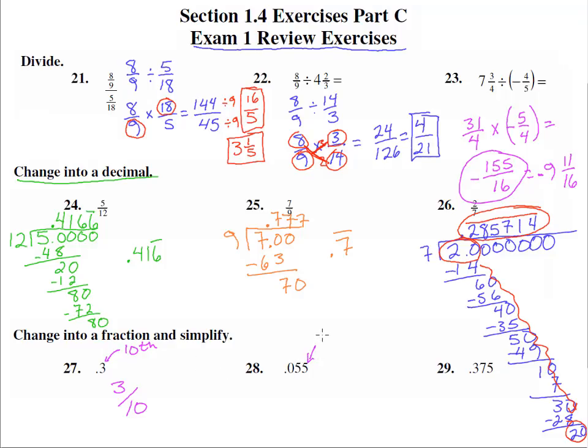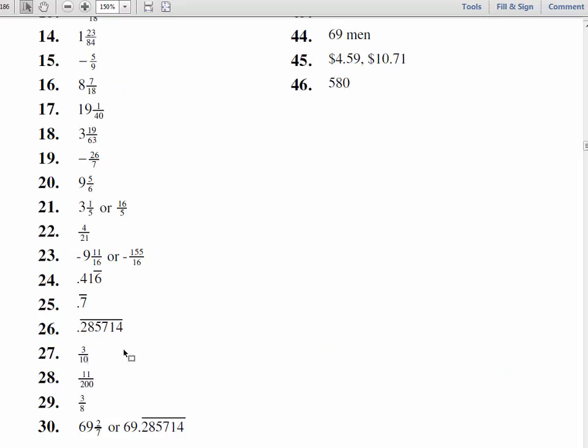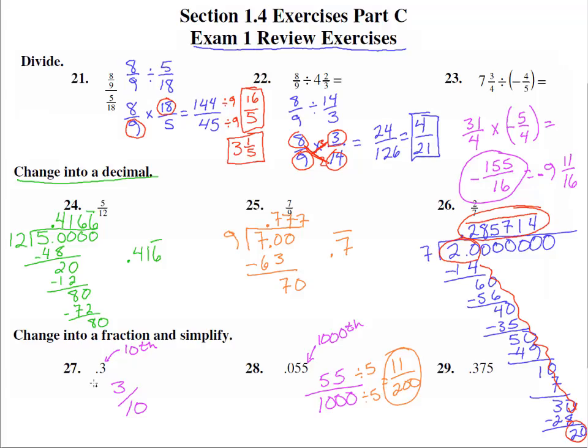Number 28, 0.055. This last 5 is in the thousandths column. So we write down the number 55 and it ends in the thousandths column. But that right there can reduce. Notice that this ends in a 5 and this ends in a 0. Both of them can be divided by 5. So that's going to equal 11 over 200, it looks like. Let's double check our answer. 11 over 200. Great.